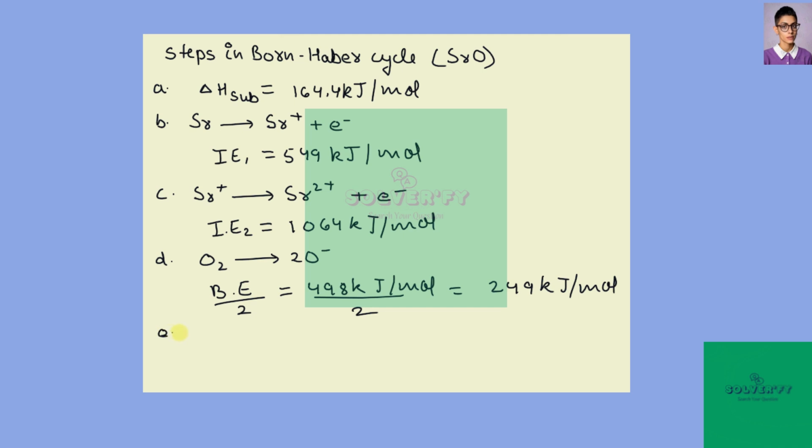Now the other steps in the Born-Haber cycle are the electron affinity of oxygen to form the O negative gas ion. Here the delta H of electron affinity 1 is equal to minus 142 kilojoule per mole, and F is the second electron affinity of oxygen to form the O 2 negative ions. Here the delta H of electron affinity 2 is what we need to calculate.